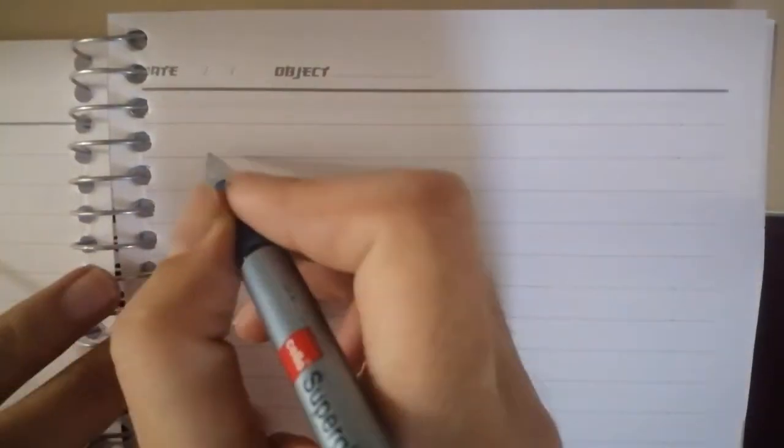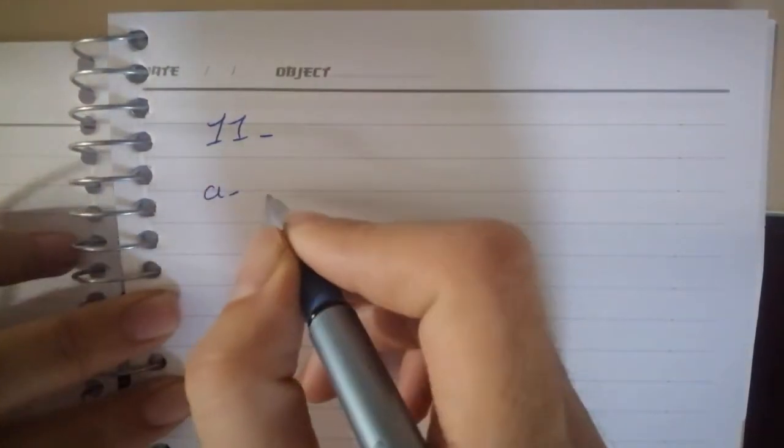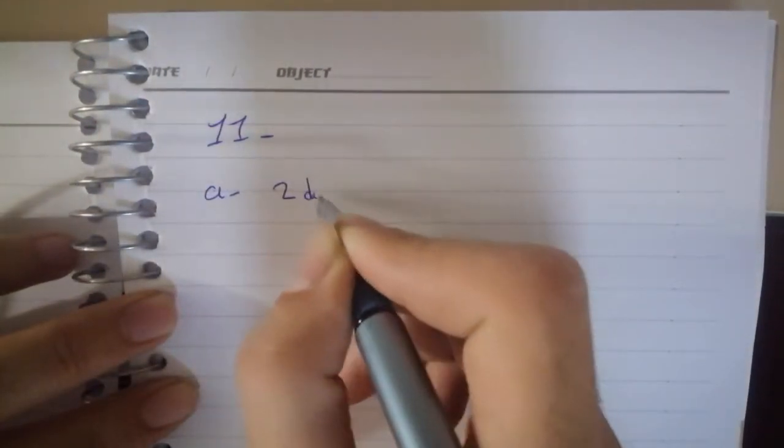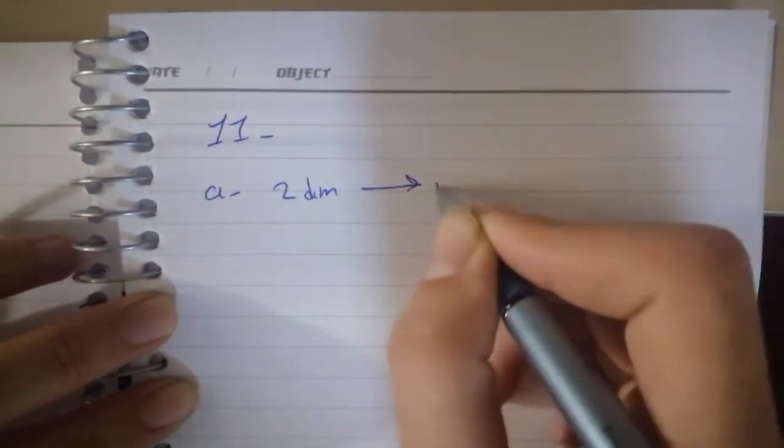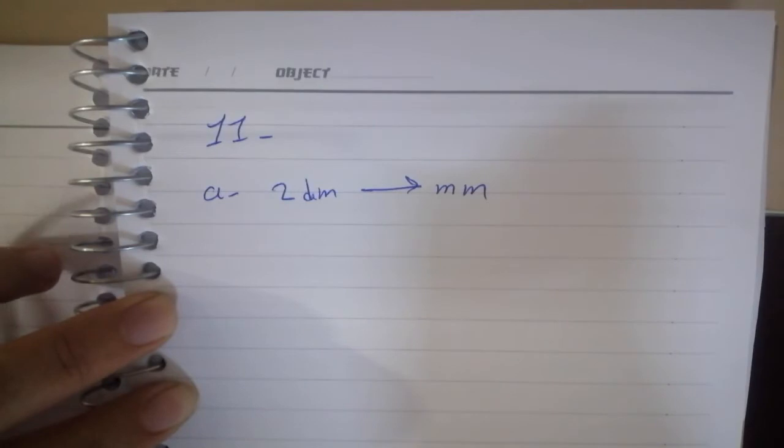Let's move on to question number 11. In question number 11, it says, express each of the following as indicated. So number A, I've got 2 decimeters. Change it into millimeter. All right, so that's simple. We just do the conversion of units.